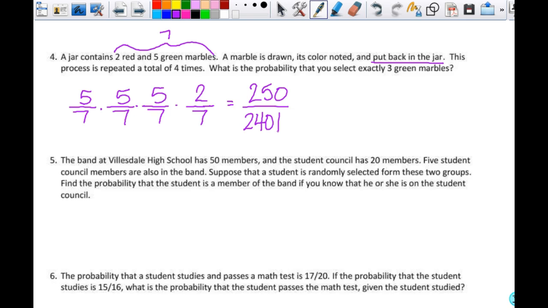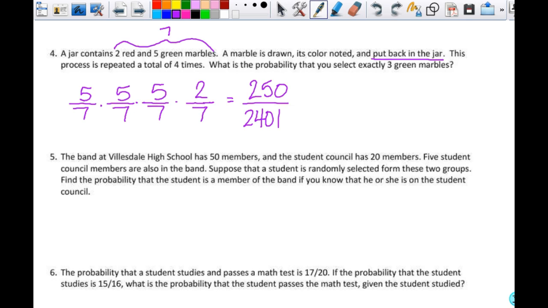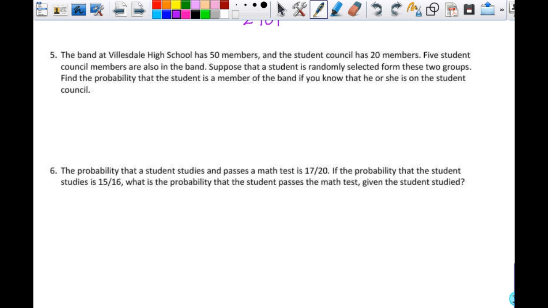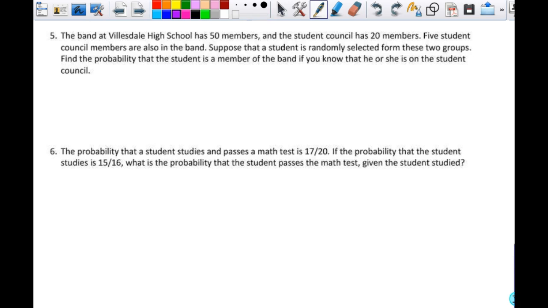All right. Number 5. The band at Vilsdale High School has 50 members, and the student council has 20 members. 5 student council members were also in the band. Suppose that a student is randomly selected. This should be from, I really thought I fixed all my mistakes, but I never did. From these 2 groups, find the probability that the student is a member of the band if you know that he or she is on the student council.